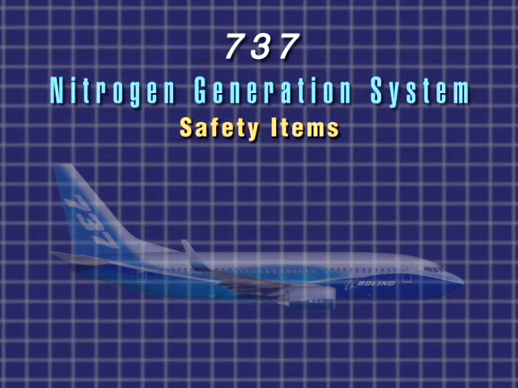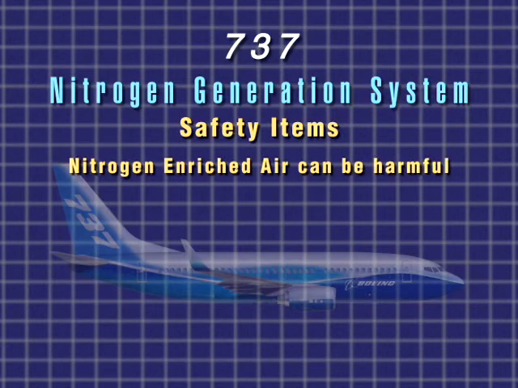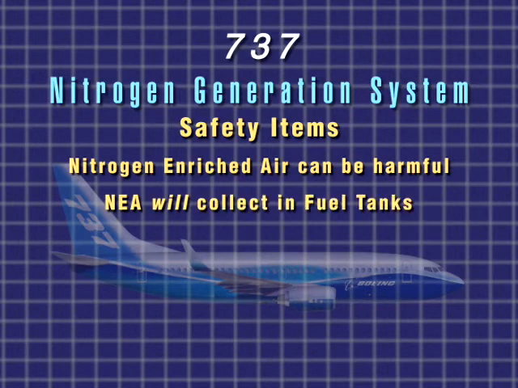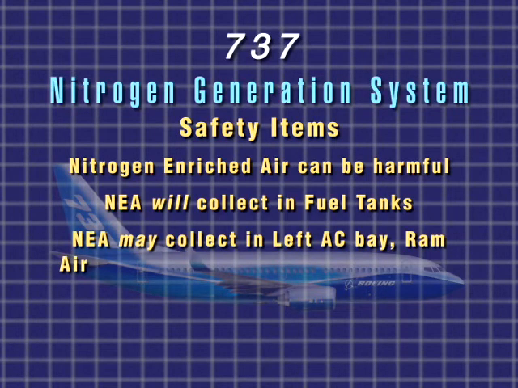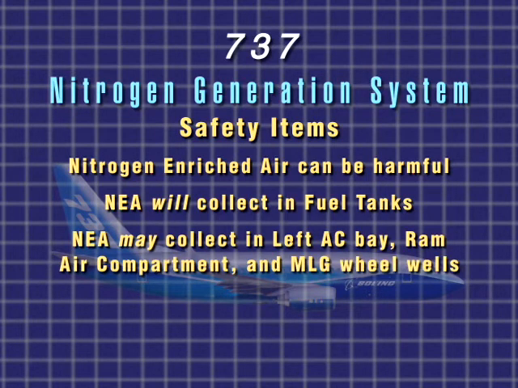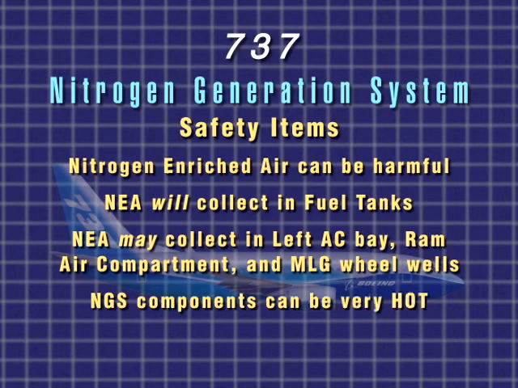Next we learned about safety and the NGS. Remember, breathing nitrogen-enriched air can be harmful or even fatal because it does not contain enough oxygen. NEA will collect in the fuel tanks as a part of normal operation and might collect in the left AC bay, the ram air compartment, and the main landing gear wheel wells under certain failure conditions. Also, the NGS components become very hot during operation. Be careful to take all required safety precautions.